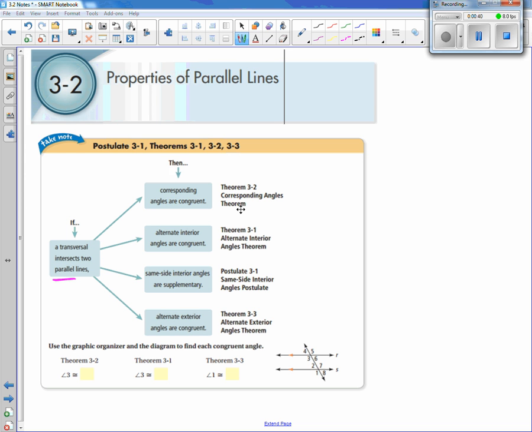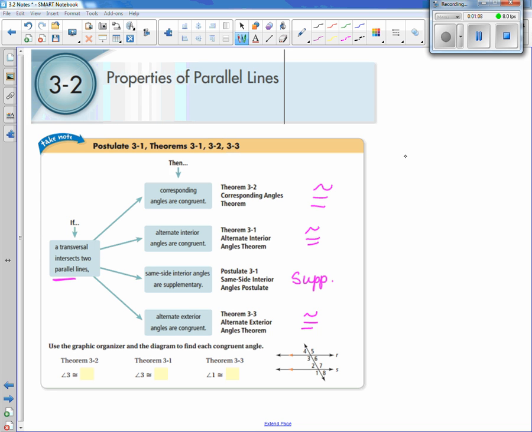So when the line pair is parallel, it means that the corresponding angles will be congruent. The alternate interior angles will also be congruent. The alternate exterior angles will be congruent. However, the same side interior angles will not be congruent, but they will be supplementary. Okay? Now, how do I know if the line pair is parallel?